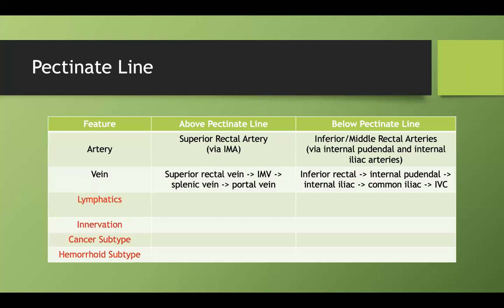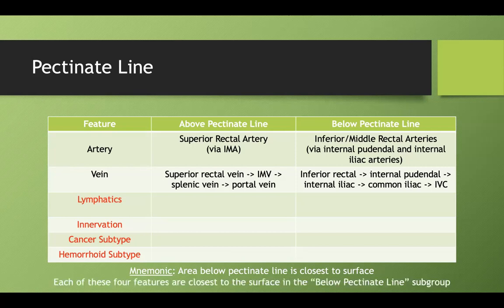Now for these next 4 features of the pectinate line, it's a little bit easier to remember with this mnemonic. And the mnemonic that I think about when I go through this is that when you consider the area that's below the pectinate line, such as your lower anal canal, that area is closest to the surface. It's closest to the outlet.